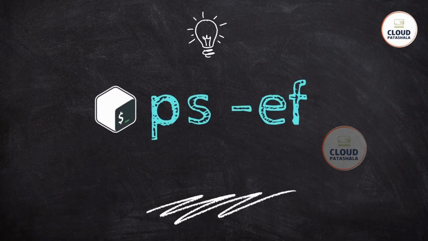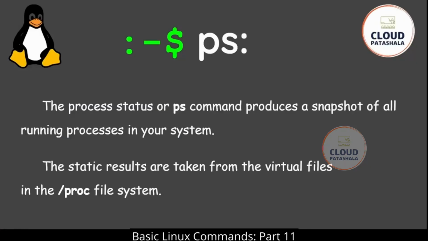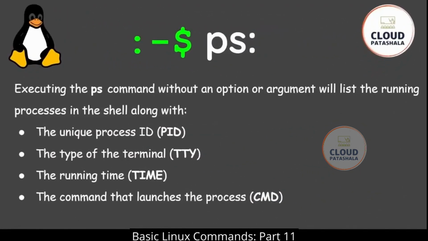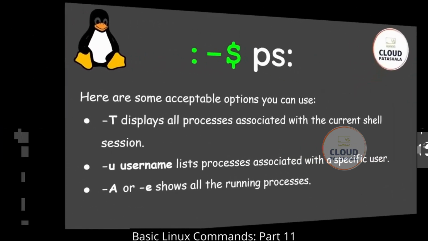So the process status or PS command produces a snapshot of all the running processes in your system. The static results are taken from a virtual file in the /proc file system. Executing the PS command without an option or argument will list the running processes in the shell along with the PID, the TTY, that is the type of terminal, and the running time, and the command which was used to launch the process.